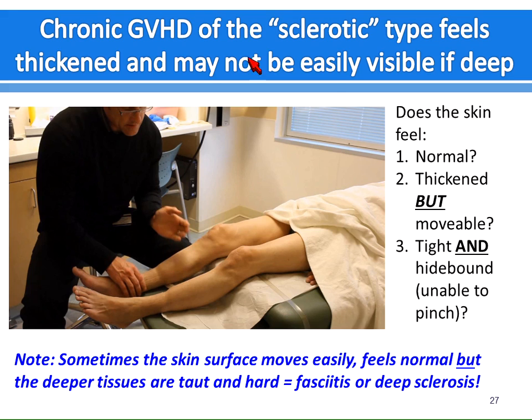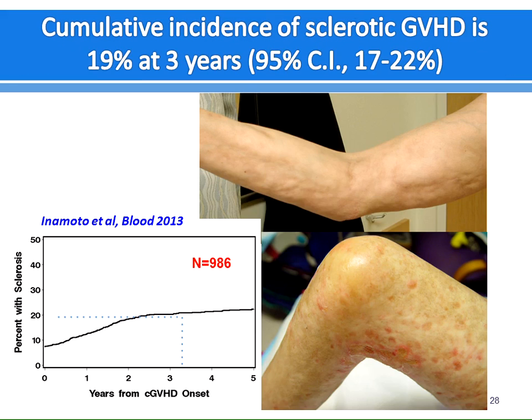The important thing just to mention here is sometimes the skin surface moves easily and feels normal, but the deeper tissues are taut. So if you're just looking at the patient and you don't feel them, you'll miss deep sclerosis. That's a key point. The cumulative incidence of this sclerotic GVHD is not trivial, so that's why I'm focusing on these details, because in this series of almost 1,000 patients in Seattle, it was almost 20% at 3 years. Now, this is a severe case here with ulceration. It's very shiny, and you can see on this other patient rippled and dimpled skin, forearm and upper arm. Those are more severe cases, but for all forms, mild to severe, it's about 20% at 3 years.